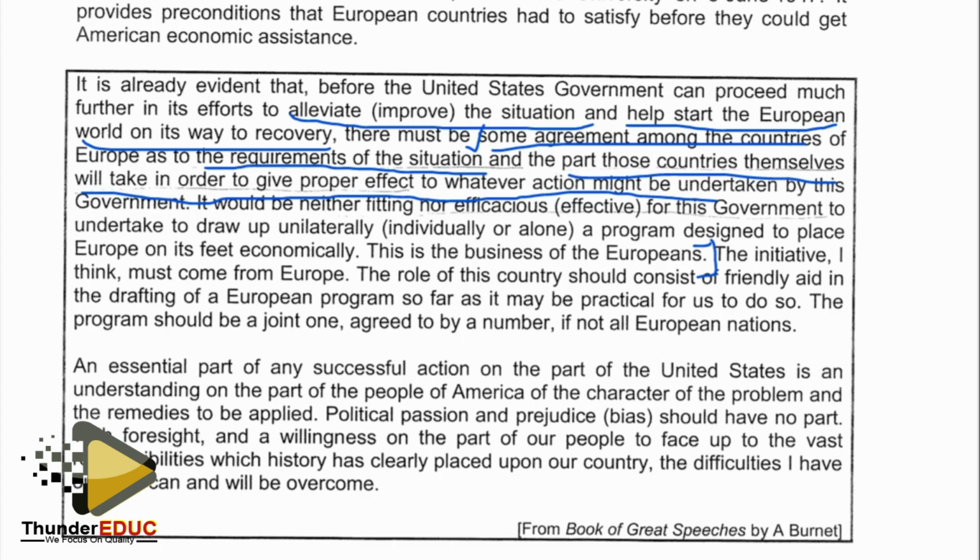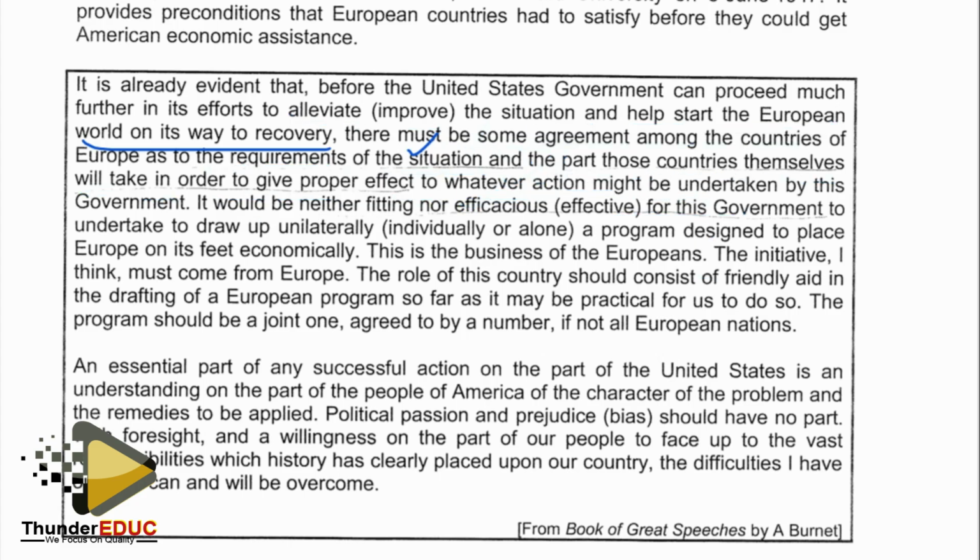And if we also note here, it says it would be neither fitting nor efficacious nor effective for this government to undertake this. It was not going to be an easy or effective task, or it was not fitting to see America assisting other countries without their inputs. So basically, if we were to quote, we will get our 3 responses from here. The first one, the requirements of the situation, and the second one, the proper effects. The third one, it was neither fitting nor efficacious nor effective for this government to draw up a unilateral program designed to place Europe on its feet again.